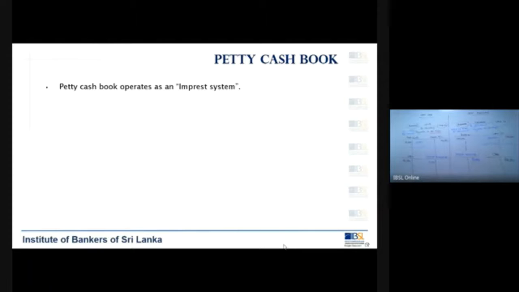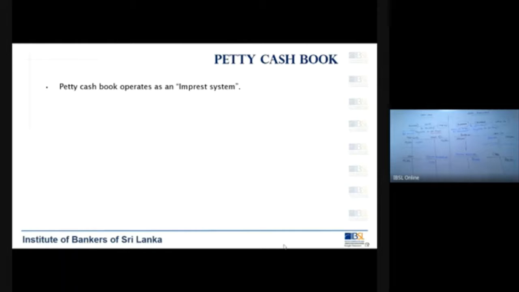Similar to the main cash book, another cash book is maintained which is known as the petty cash book. How does this operate? At the outset, you decide on an amount, let's say a small amount, 10,000 rupees. You give this 10,000 rupees to a person who is identified normally as a petty cashier. So from the main cash book, you give out 10,000 to the petty cash book.